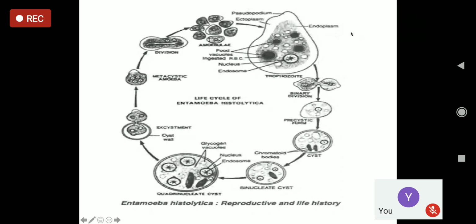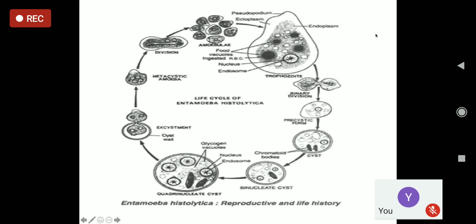Since some mucosal cells got destroyed, our immune system starts to respond against them, and there will be the infiltration of the pus cells. There will be the secretion of mucus, and there will be the infiltration of RBCs because the capillaries that line the intestinal wall got ruptured. So that's why there will be blood, or the accumulation of RBCs.